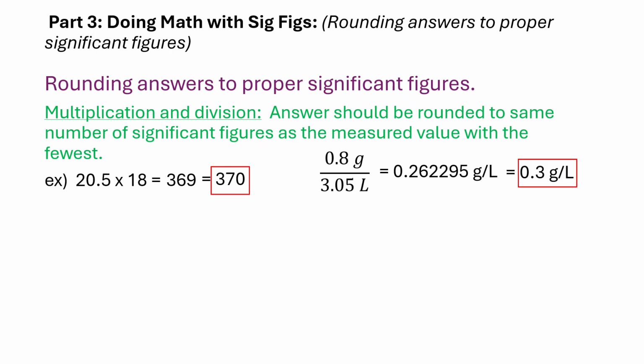Hopefully you can see that it would be 0.3 grams per liter, which would be a better answer, even though it is a lot less precise. But this actually expresses the precision of the number that went into my calculation that was least precise and had the fewest sig figs. So this is the rule that we follow for multiplication and division, which is what we do most of the time in chemistry. This is the most important rule when it comes to rounding for significant figures.